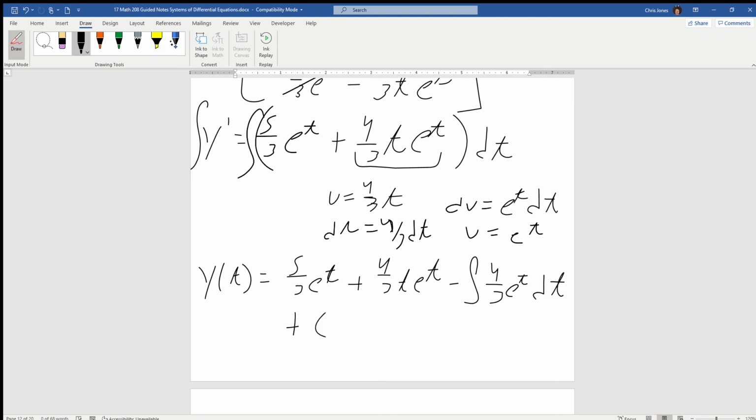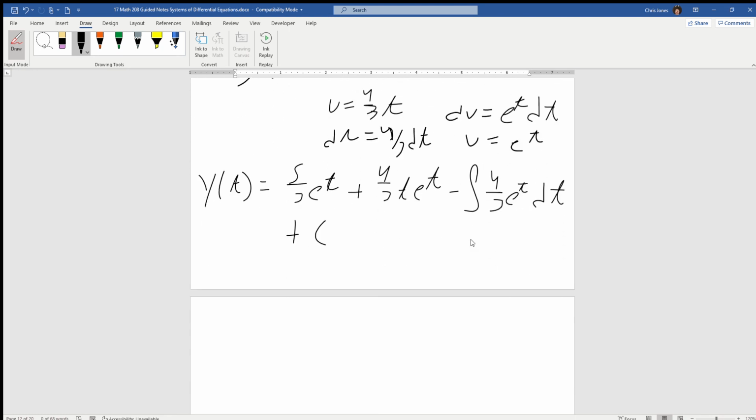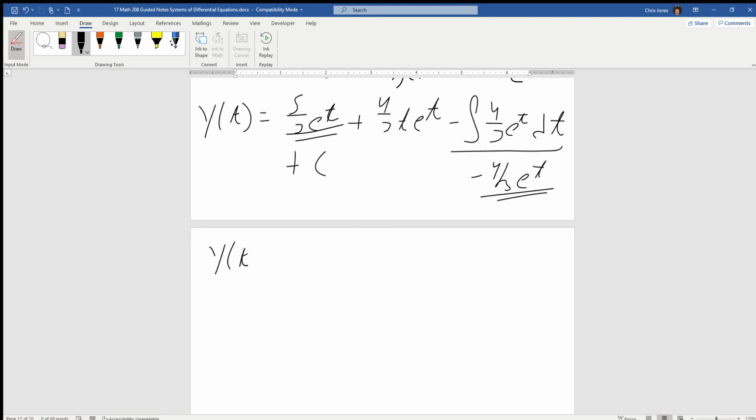And we can't forget that there really is that plus c in there. Now remember, we didn't need that before because we were just doing an initial value problem and the Laplace transform integrated all that into it. All right, but now we're just solving it using our standard integration method. We're going to get a negative 4/3 e to the t out of this, and we can combine this with the 5/3 e to the t. So our y at t is going to be 1/3 e to the t plus 4/3 t e to the t plus, I'm just going to call this c1, might as well.